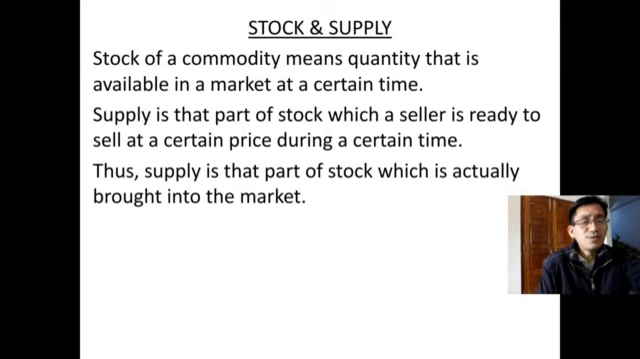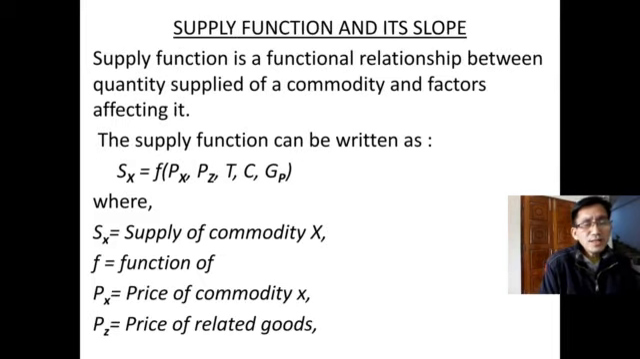Supply function, let us see what it is. Supply function is a functional relationship between the quantity supplied of a commodity and factors affecting it.